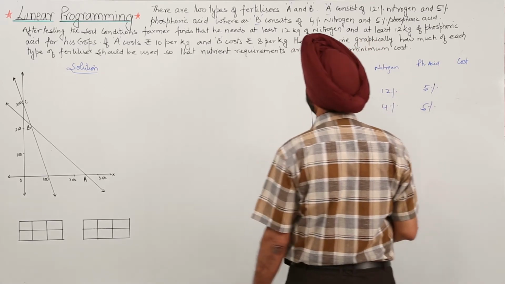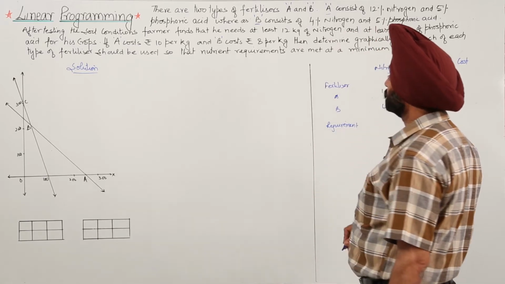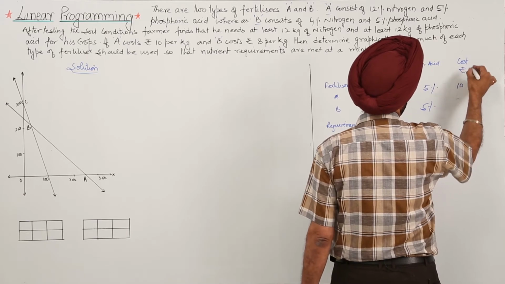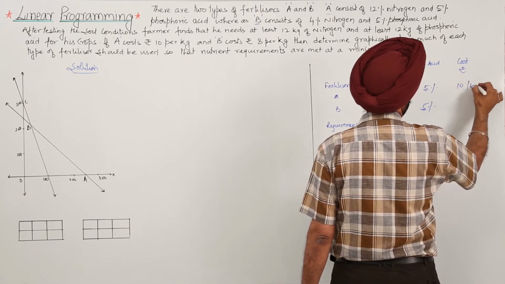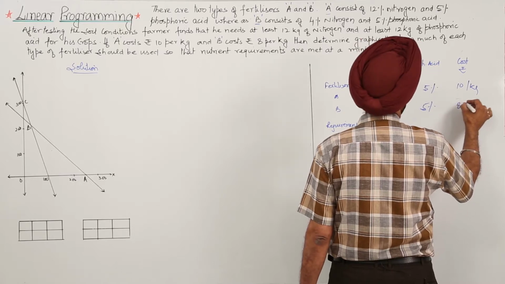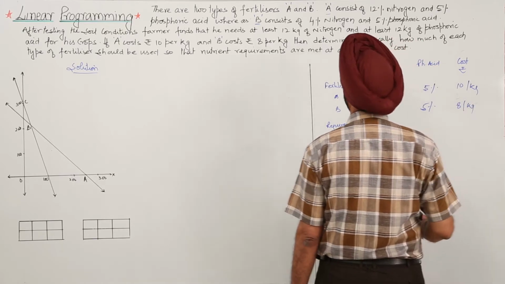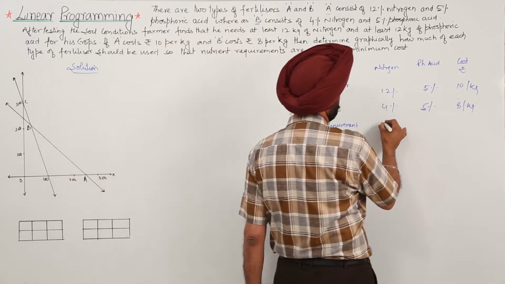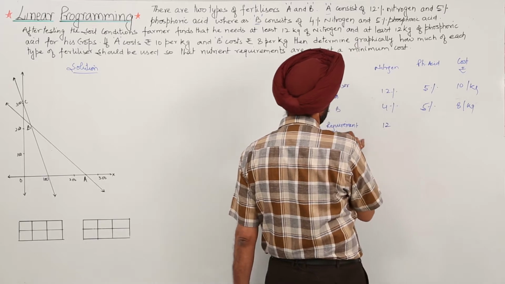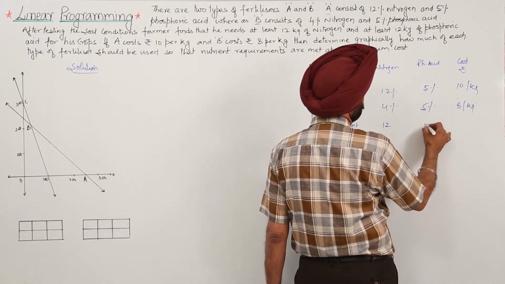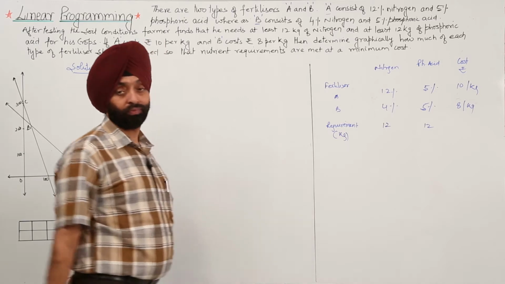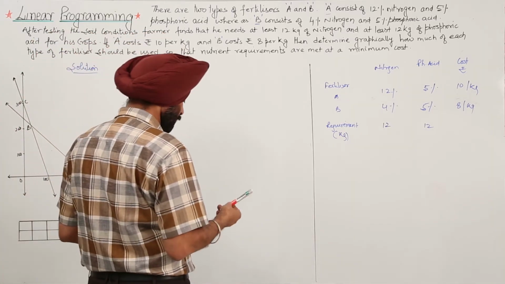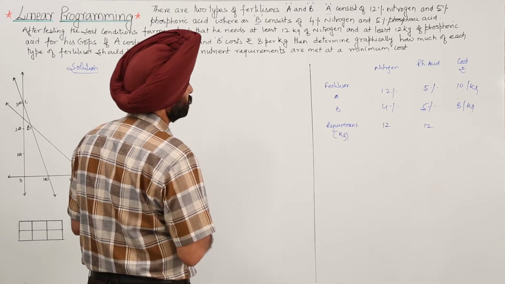Now what is the cost? Cost is rupees 10 per kg and rupees 8 per kg. And requirements are 12 kg and 12 kg. So this is the rough sketch for the formation of the inequalities and the objective function.